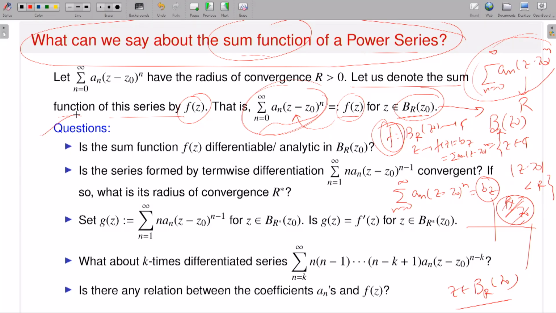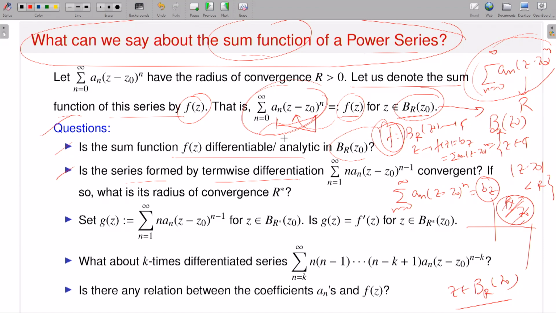Now these are the questions I am interested in. Number one, is the sum function f of z analytic? Because I am dealing with functions, I can ask whether it is analytic or differentiable on this set. Number two, is the series formed by term wise differentiation convergent? You see, this is a series of functions f n, but how does f n look? It's a polynomial, a n times (z minus z naught) to the power n, and polynomials are infinitely many times differentiable.